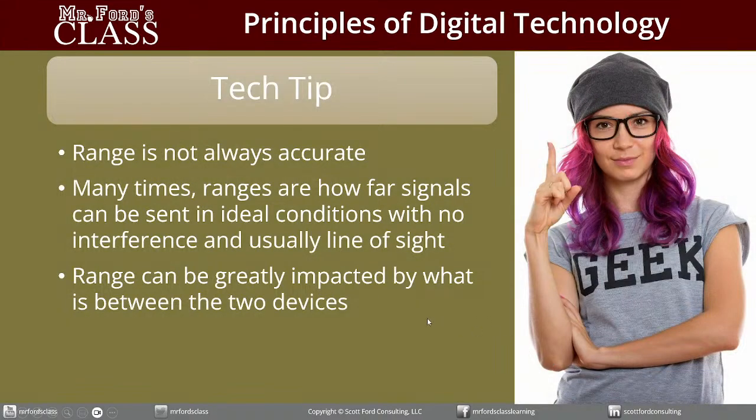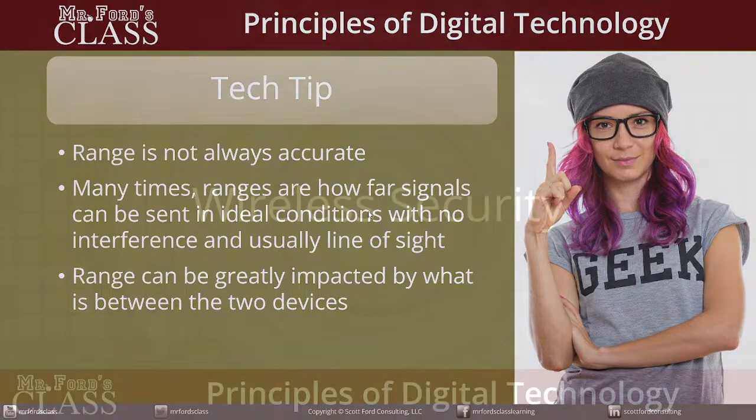Like I've already said, I've said this multiple times, range is theoretical. Okay, it's not always accurate. This is perfect conditions. Okay, no wind, no solar flares, Jupiter's aligned with Mars, and all this other stuff.